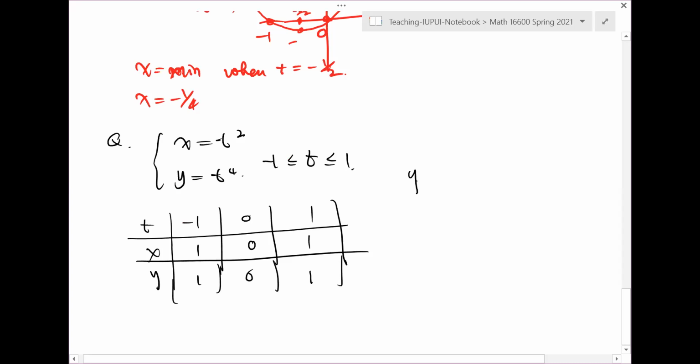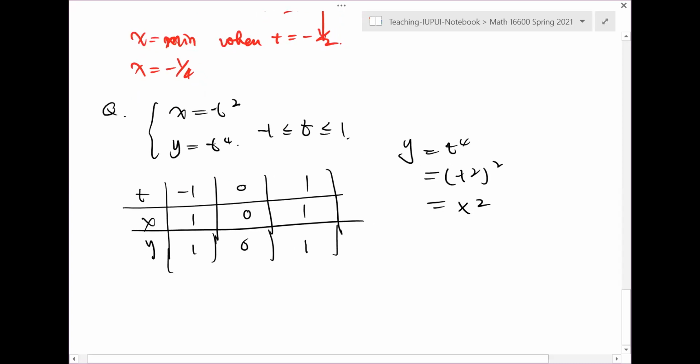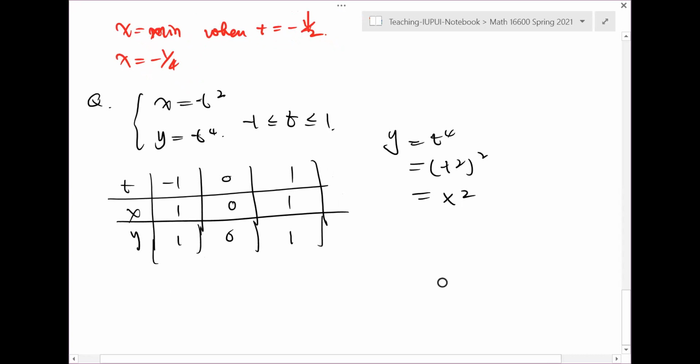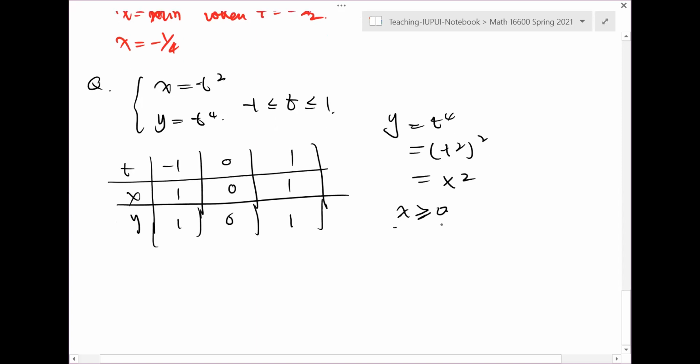and y. So y equals t to the 4th power, so it's t squared squared, so that's just x squared. So the curve is a portion of the parabola. That's the first piece of information. The second piece of information I need: x is greater than or equal to 0. That's also important to see. Based on all this data, I can sketch the graph.